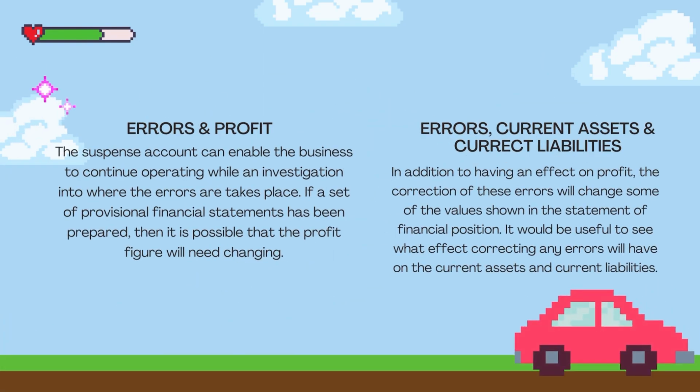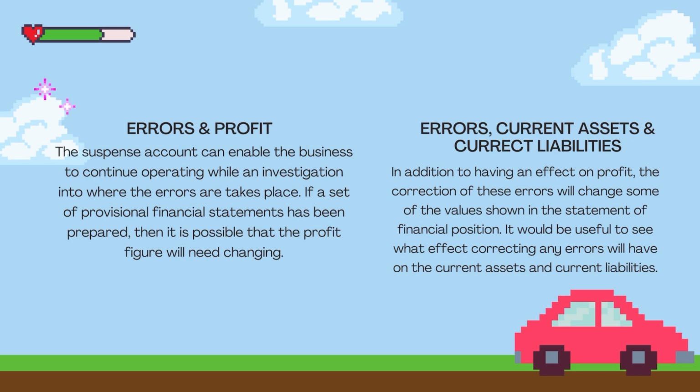Last, Olivia saw these two main points. First, errors and profit. The suspense account can enable the business to continue operating while an investigation into where the errors are takes place. If a set of professional financial statements has been prepared, then it is possible that the profit figure will need changing.